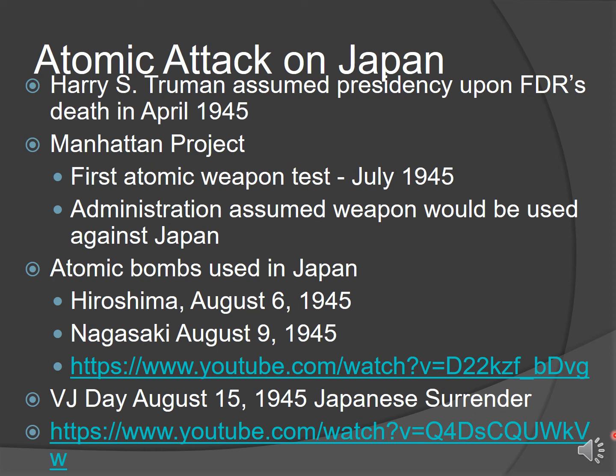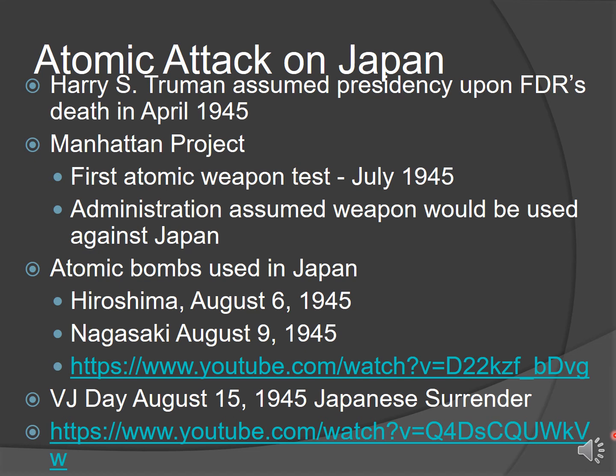Okay, so we're going to end by talking about the atomic attack on Japan. And so there's a new president for the United States, Harry Truman, and he becomes president after FDR dies in office in April of 1945. FDR actually dies before the surrender of Germany in World War II, and he dies of a massive brain hemorrhage that kills him in mid-April of 1945.